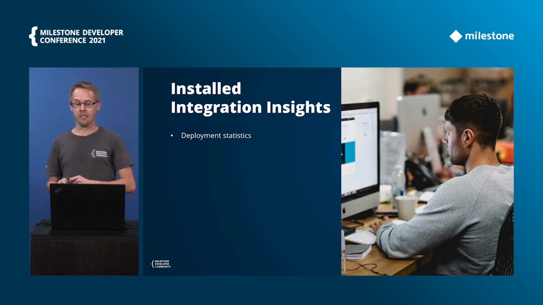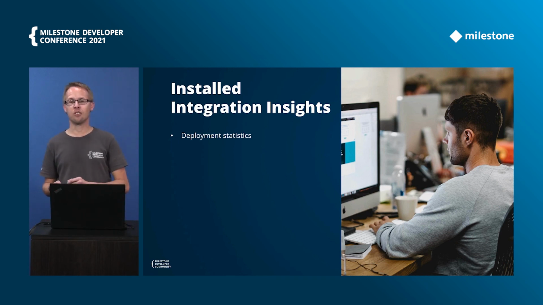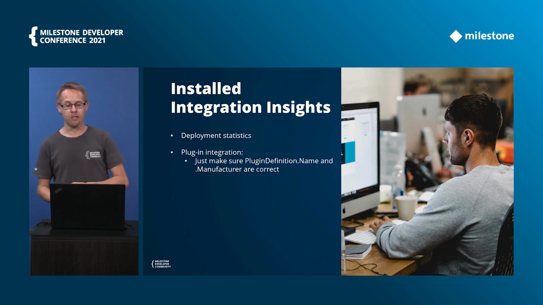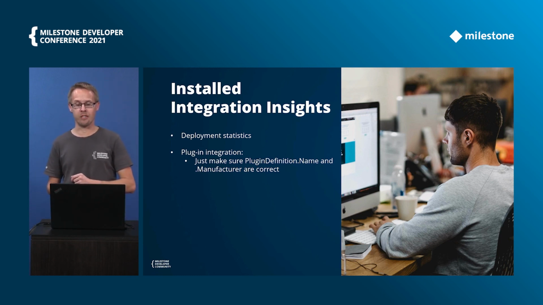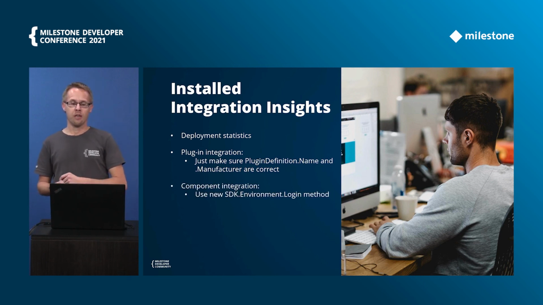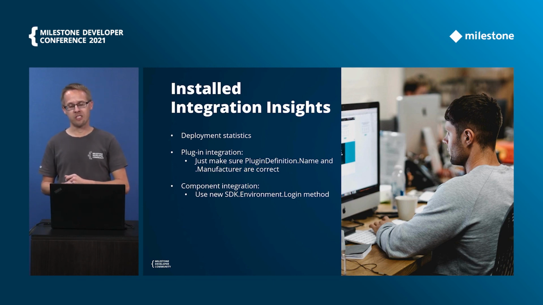We will start collecting it now, and then over the next period of time, we'll start looking into how we can actually utilize this information and also share it with you. To support this, if you have made a plugin integration, you basically don't need to do anything. Please just check that the name and the manufacturer in the plugin definition are correct, and then you're good to go. If you have a component integration, you need to change it to use the new SDK.environment.login method, which just takes a few more parameters telling the system what integration is running.